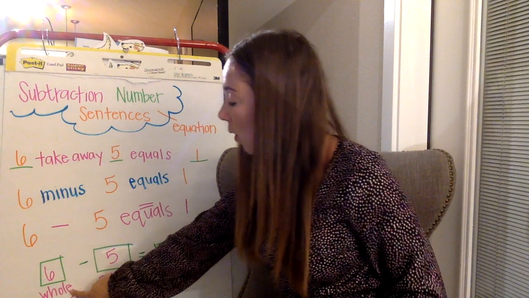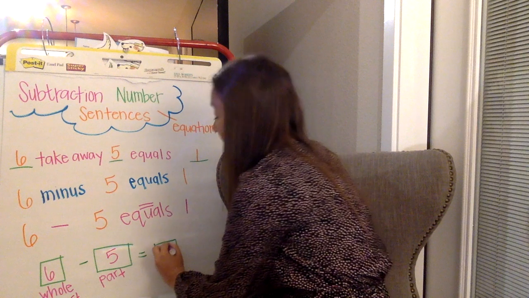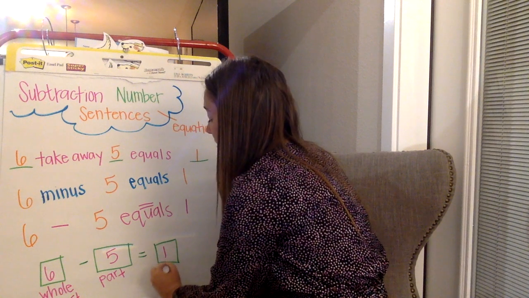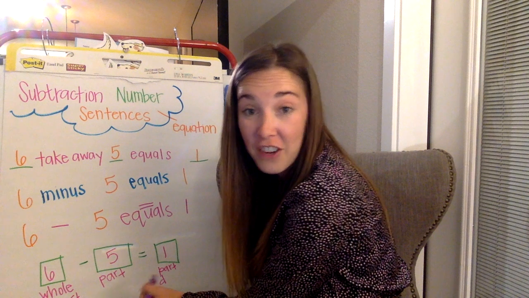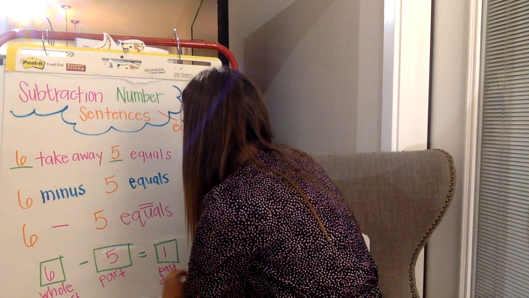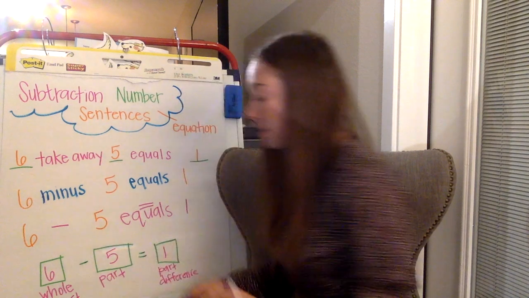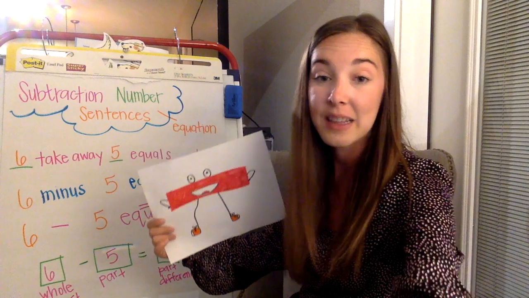6 is the whole, and then we take away part. And when we take away part, it leaves us with the other part. Or another fancy word for that is difference. Everyone say difference. Now, I think it's time that we test this subtraction equation work with Linus, the minus.